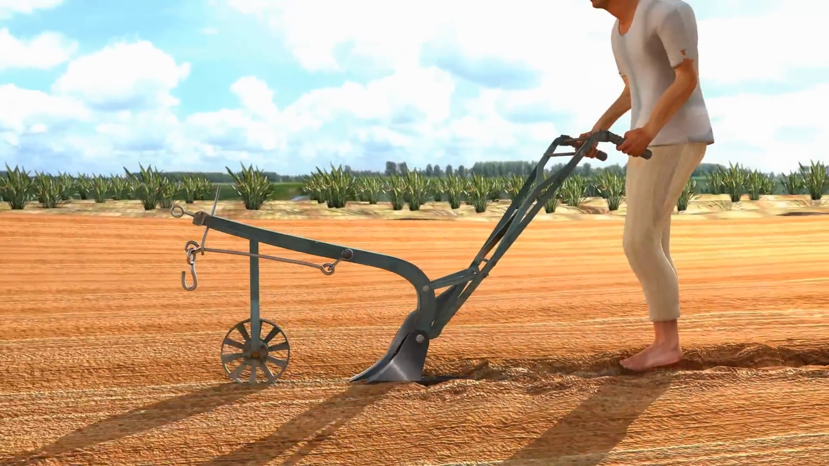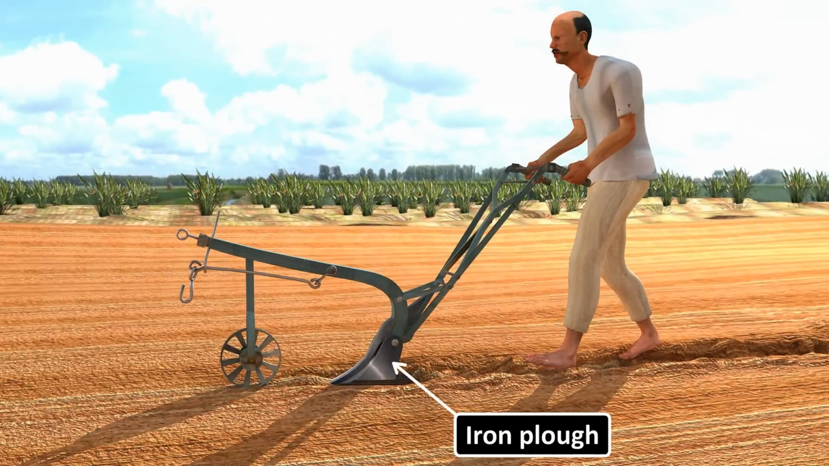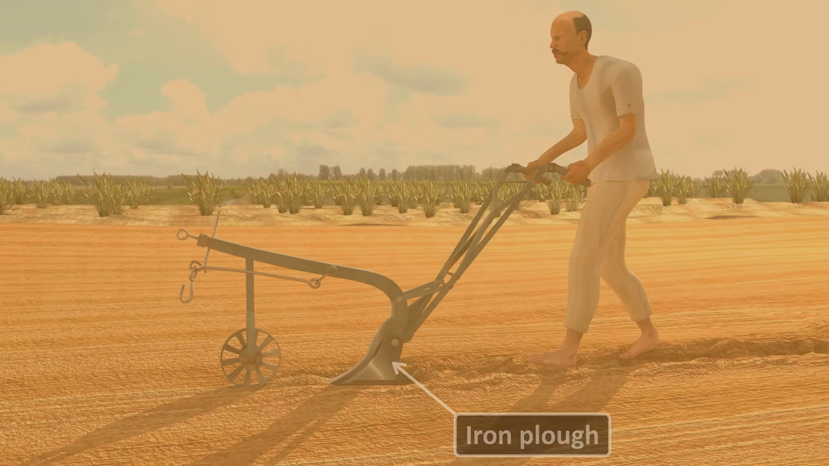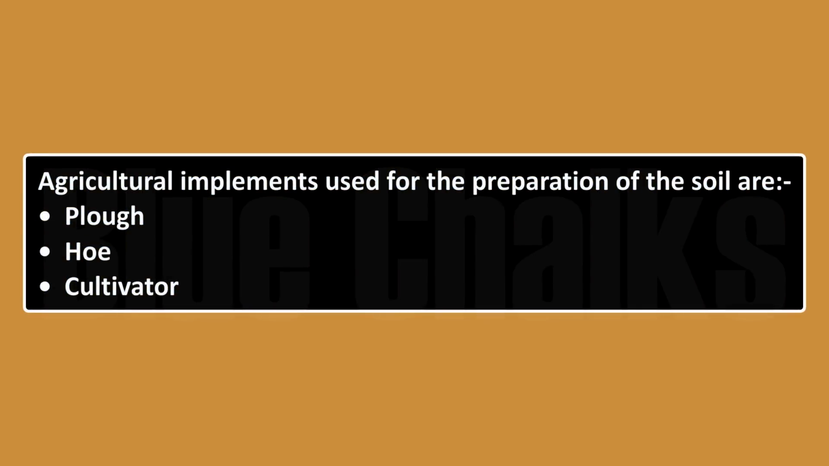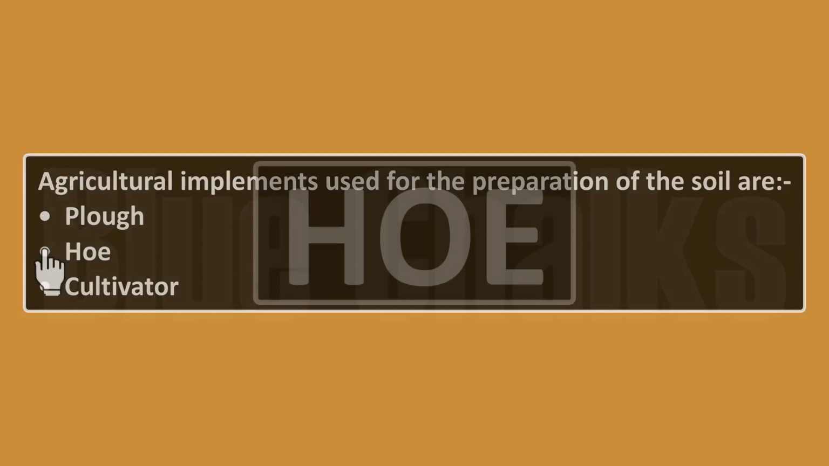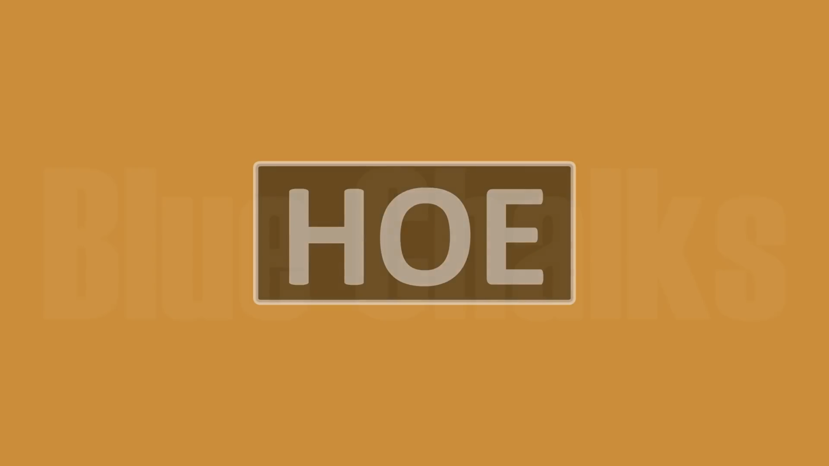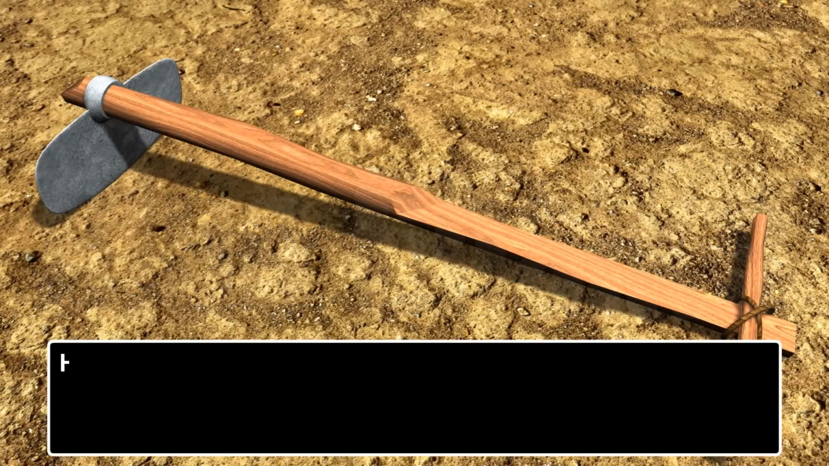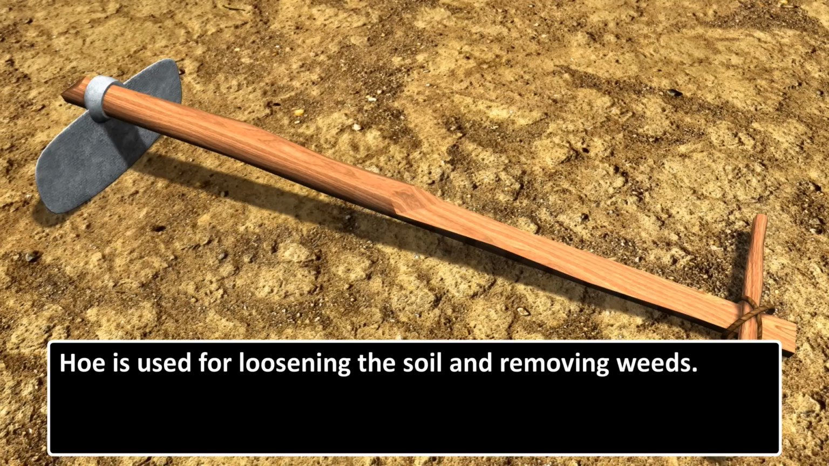Nowadays, wooden plough is replaced by iron plough. It also has same parts as wooden plough, only it is made of metal. Another implement that we used for the preparation of soil is a hoe. Hoe is used for loosening the soil and removing weeds.